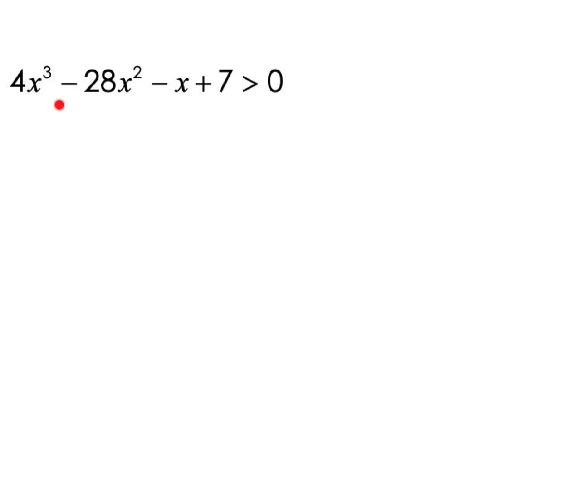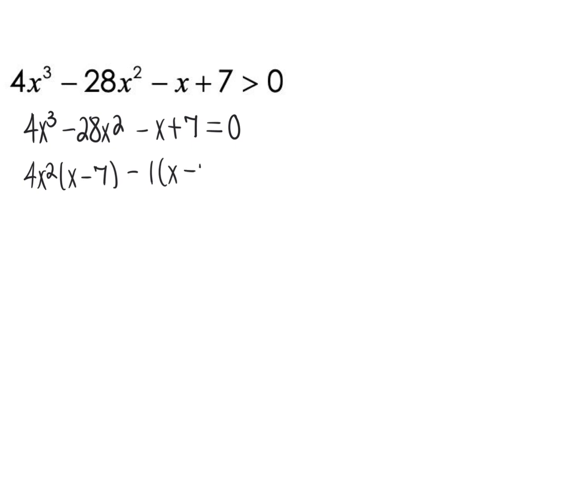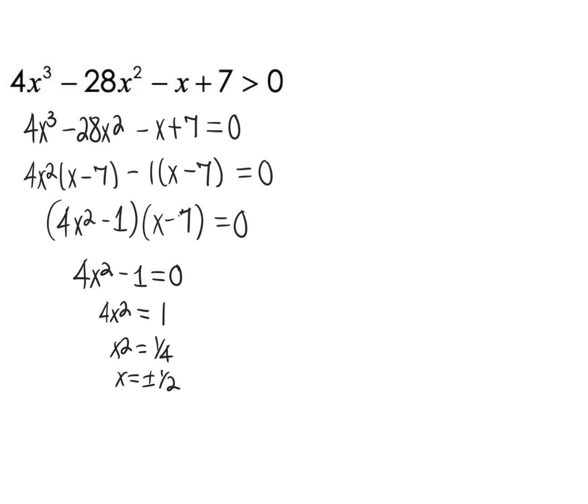Here we have 4x cubed minus 28x squared minus x plus 7. So we're going to go ahead and factor this. First, we're going to set it equal to 0, then factor. All right, so we end up with 4x squared minus 1 times x minus 7 equals 0. So we set them both equal to 0. So from 4x squared minus 1 equals 0, we end up with x is plus or minus 1/2. Then for x minus 7 equals 0, we get x equals 7. So we have negative 1/2, 1/2, and 7.